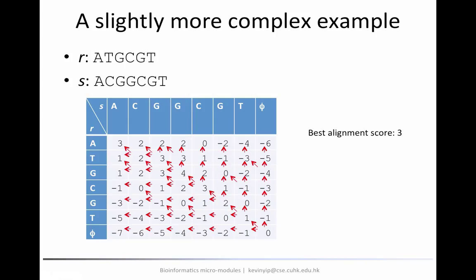Now, we want to find out the best alignment or the best alignments if there are multiple of them. How do we do that? We trace back following the red arrows backward.